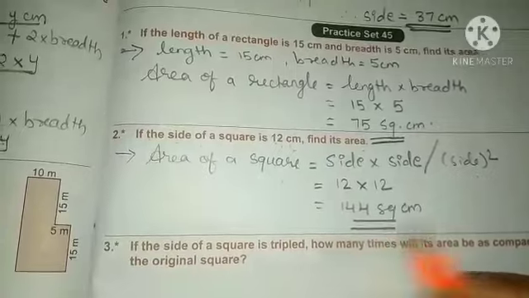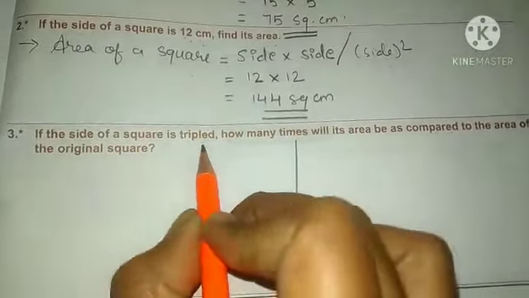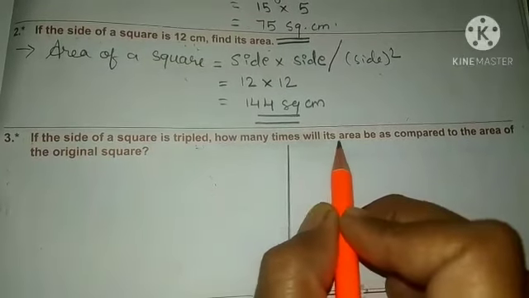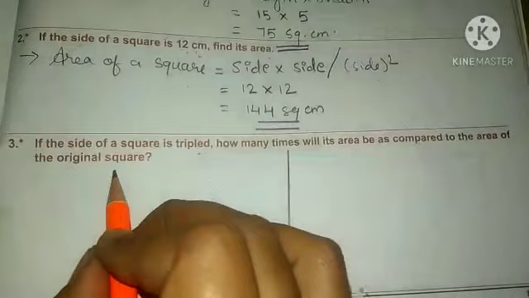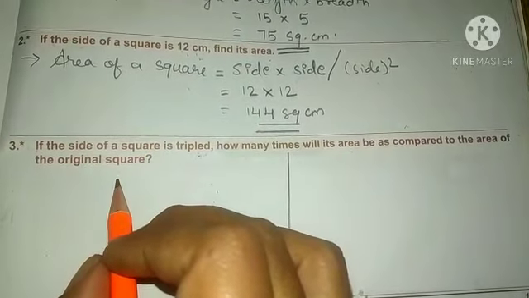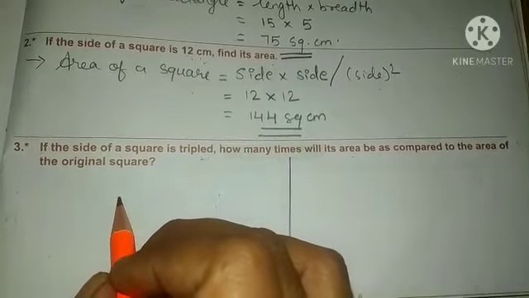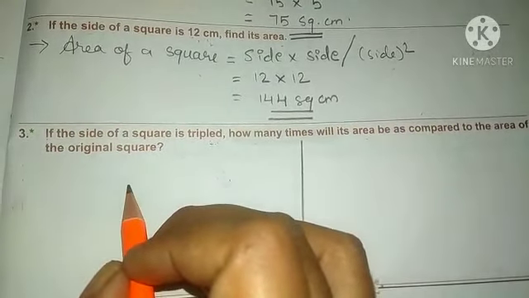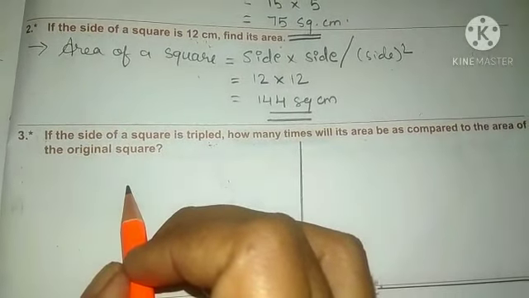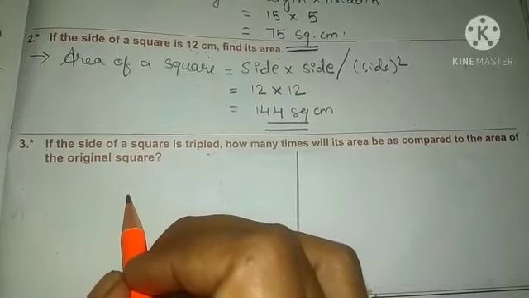Clear everyone? Now see student, third question, if the side of a square is tripled, how many times will its area be as compared to the area of the original square? Now students, here we have to compare the area of the new square with the old one. So how are you going to compare that? For finding the area of a square, we need the side, but the side is not given.